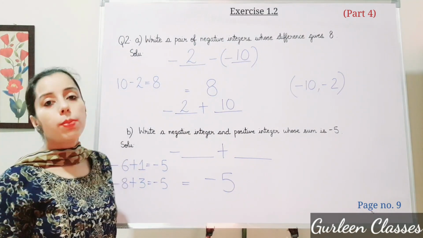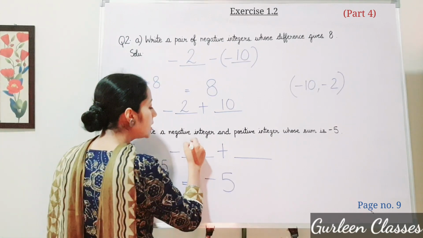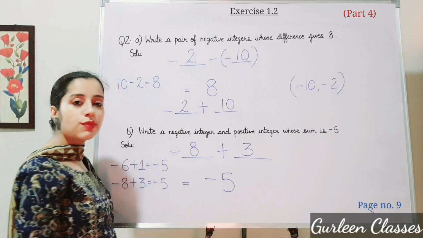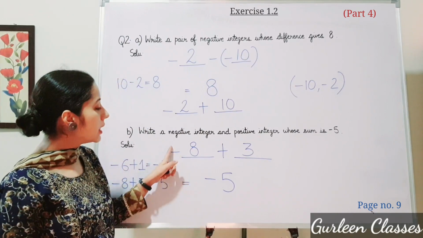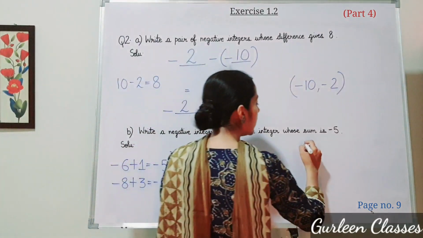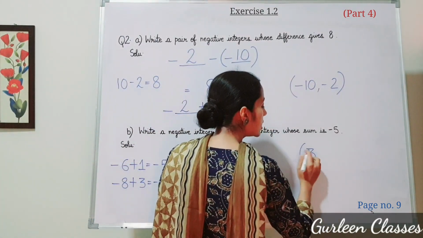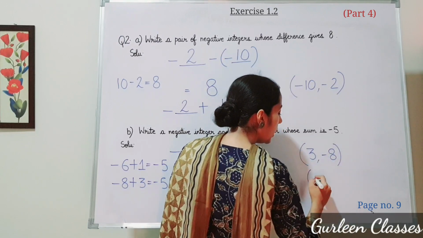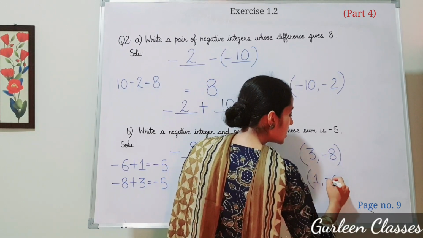There are many more pairs. So if I write here minus 8 plus 3, the answer is minus 5. As the greater number has the minus sign, the answer will be minus 5. So the positive integer is 3 and the negative integer is minus 8. Another pair could be plus 1 and minus 6.